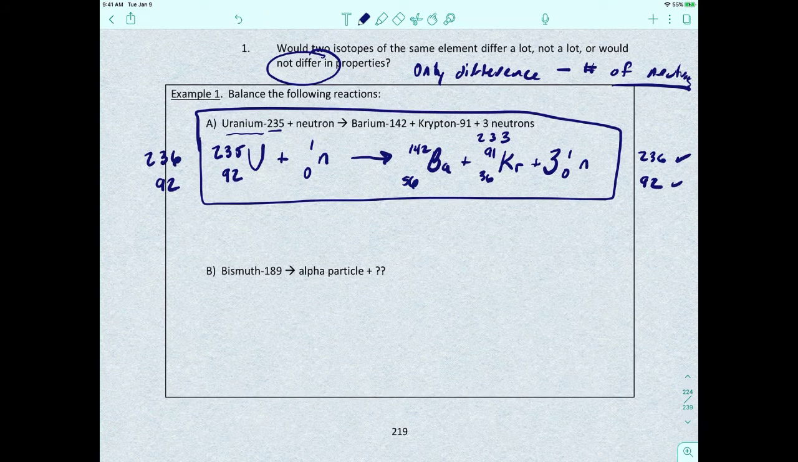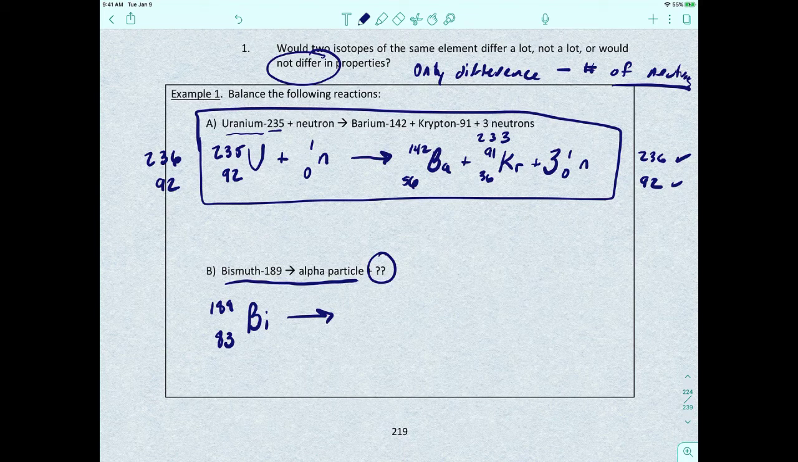This is more our style as to what's going to be in your homework. So here's your bismuth-189. The symbol for bismuth is Bi. We know the mass is 189. According to the periodic table, the atomic number is 83. So that's your left-hand side, and you know exactly what your numbers are going to be. On the right-hand side, you're told alpha particle plus something. We don't know what that question mark is, so we actually have to figure this out.